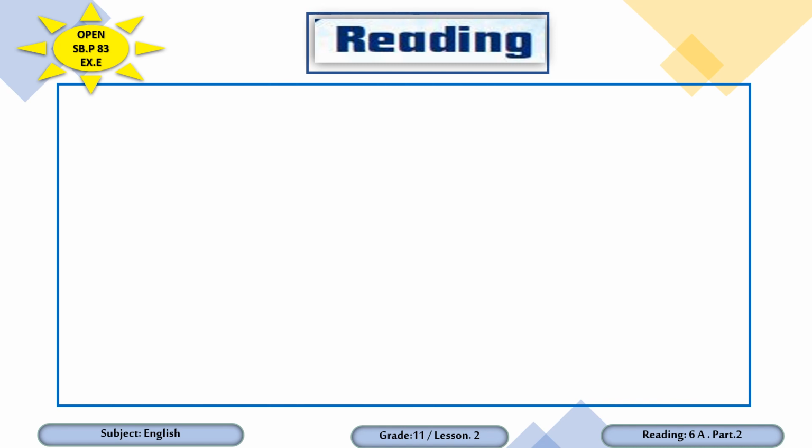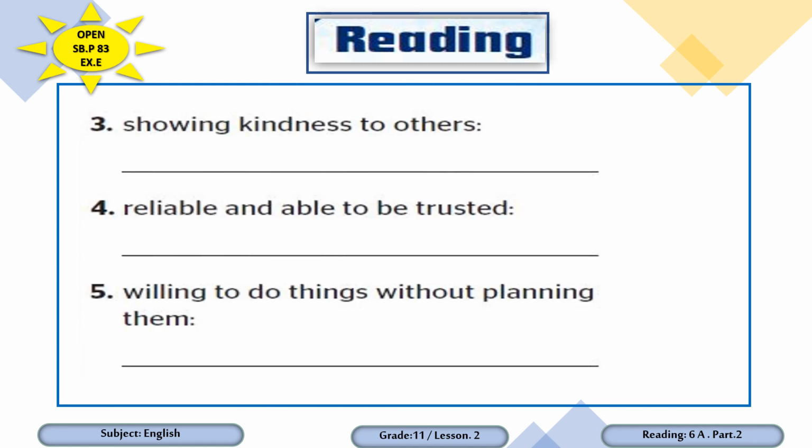Dear students, read the meanings 3 to 5. Then try to find the words that give the same meaning. Please pause the video for some time, read the highlighted words well, then try to choose the best one that gives the meaning of each of these three different meanings. After that, play the video again in order to check your answers.